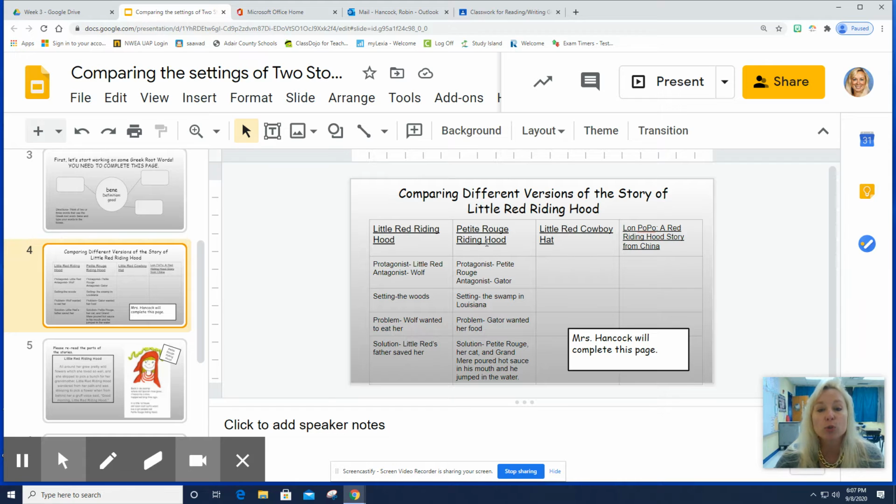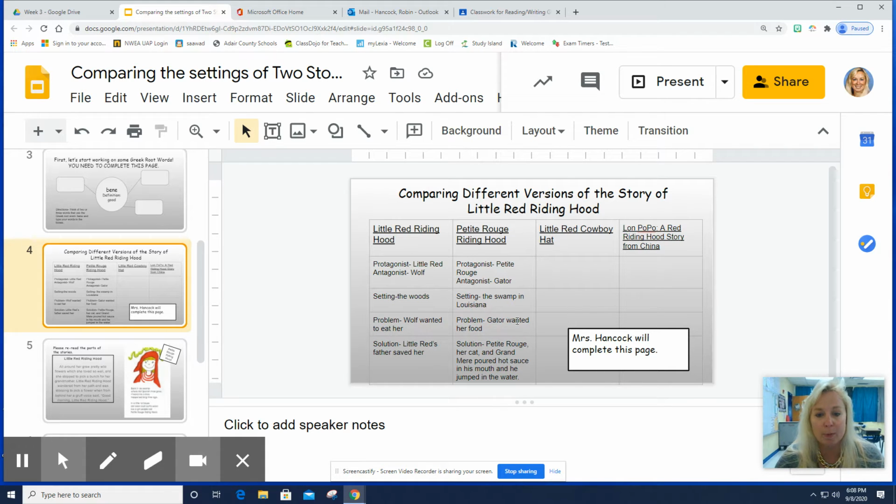Then we read Petite Rouge Riding Hood. The protagonist was Petite Rouge. Antagonist is the gator. Setting was in the swamp of Louisiana. Problem, the gator wanted her food. What was the solution to that problem? So, you've got problems, also called conflict, and solution, also called resolution. Just like in math, you got a problem, 2 plus 2, and the solution equals 4. Of course, the solution has to match the problem. It has to solve that problem, just like 4 is the solution to 2 plus 2. They match, okay? It makes sense.